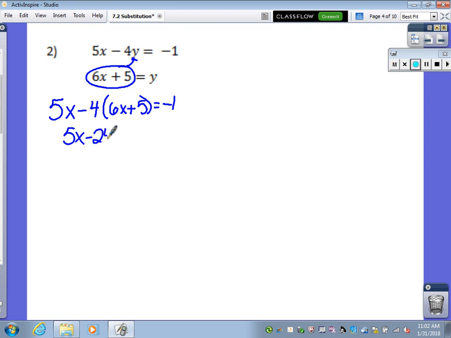Now I'm going to distribute, combine like terms. Solve like normal.